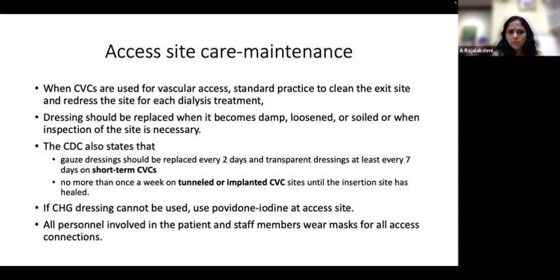If a chlorhexidine dressing cannot be used, then you can use povidone iodine at the access site. What CDC recommends is a patch containing chlorhexidine, which is a ready-made patch. If the patient can afford it, that will be the best thing, but it may cost 500 rupees or so for that patch. It can release chlorhexidine all the time, and the risk of infection is less. If the patient cannot afford it, then the alternative will be a chlorhexidine dressing. All personnel involved with the patient and staff members should be wearing masks when they access the connections, because they can shed bacteria onto the site.